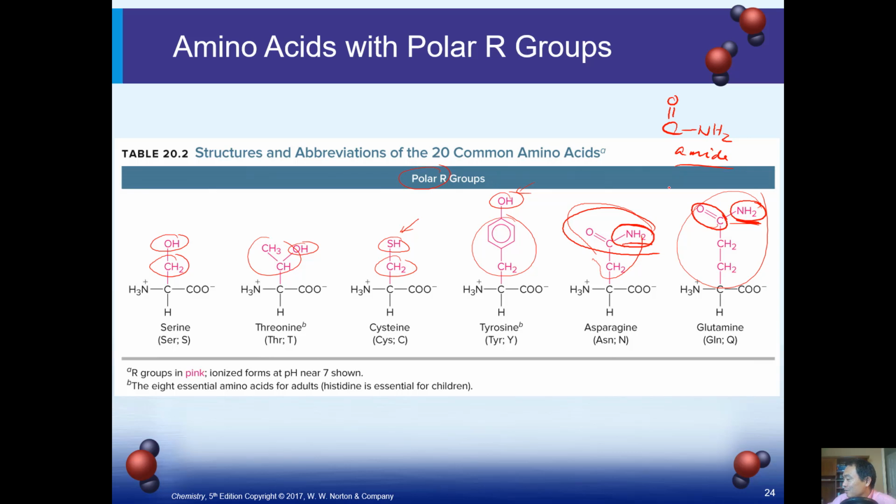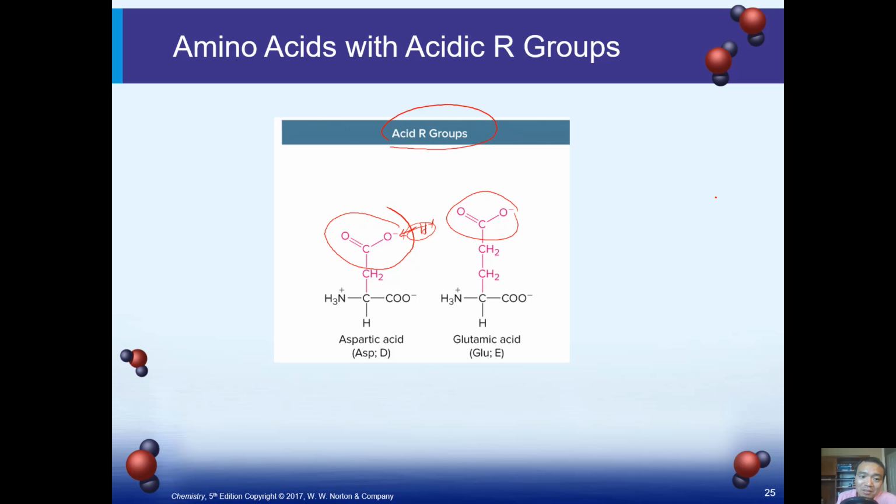You look at these groups over here. That's why these are not classified as basic. Rather, they're classified as polar side chains. Okay, all right.